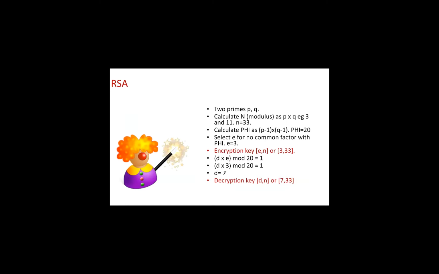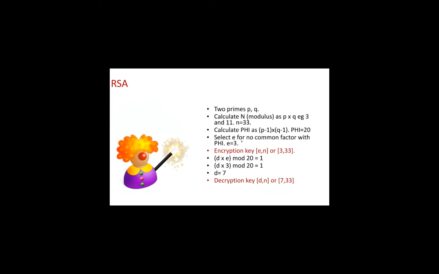Basically, we take two prime numbers, P and Q. We then determine the modulus, which is the two multiplied together. So this is a publicly available value and should always change every single time we create our keys. We then create phi, which is P minus 1 times Q minus 1. So in this case it's 20.